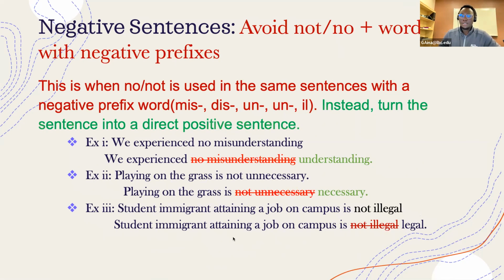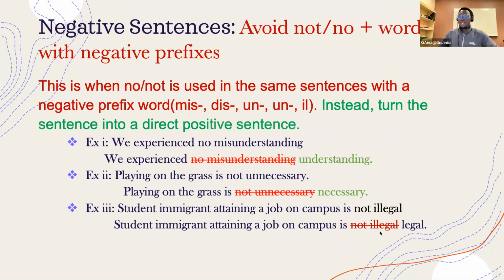Okay, so I'm going to call on Janine. Can you help me with that sentence? Student immigrants attaining a job on campus is not illegal. Okay. So student immigrant attaining a job on campus is legal.